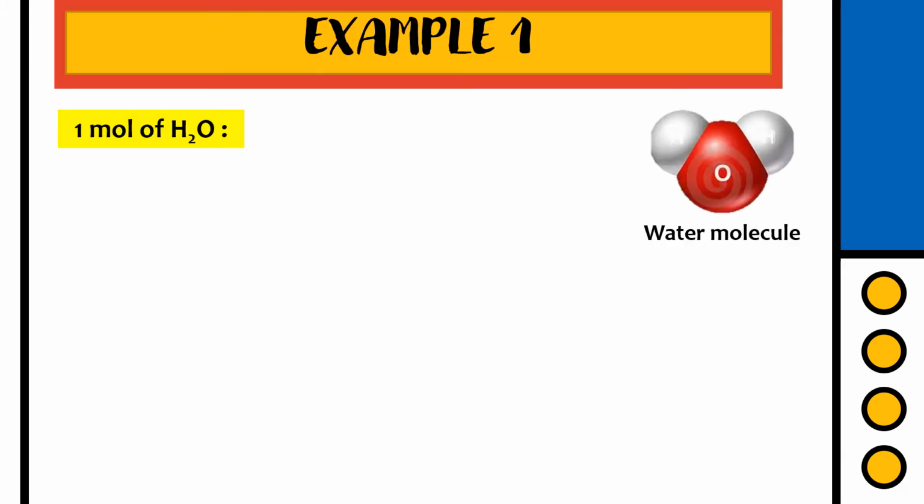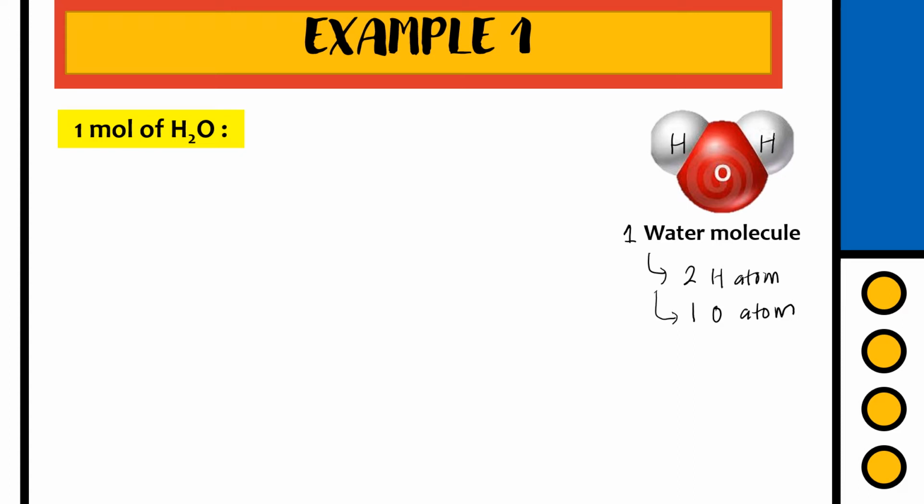Now let's look at one example over here. We're going to use water as our first example. Water molecule, kalau kita cerita tentang one water molecule, it consists of what? Dia akan consist dua atom hydrogen. One water molecule consists of two hydrogen atoms, dan dia akan consist one oxygen atom. So yang ni kalau kita cerita tentang satu water molecule.